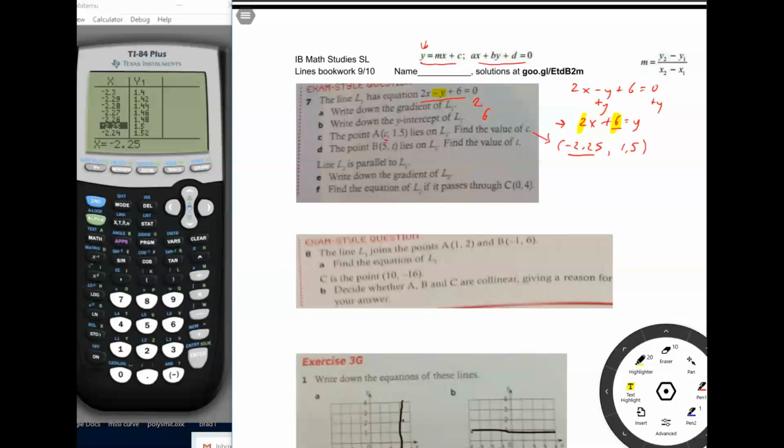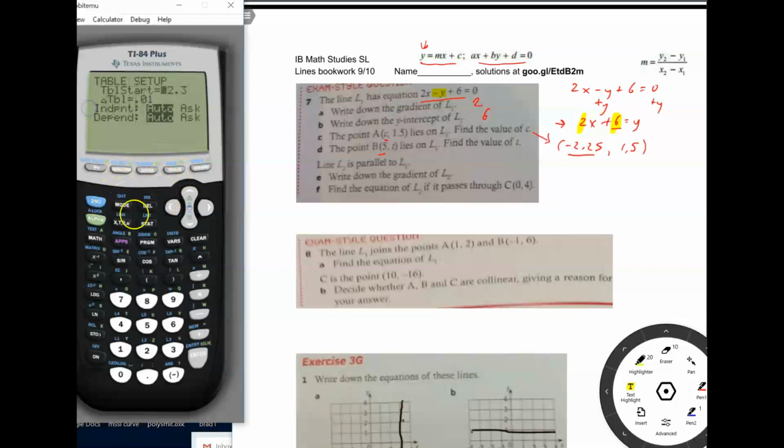D. The point B, 5 comma t, lies on L1. Find the value of t. So this is a little bit easier. If they give us the x value, then it's pretty easy to find the y value. One of the ways is with the table, and let's do that first, okay? First of all, let me return the step size to plus 1. So I'm going to do second table set, and then I'll put 1 here. Okay, and then I'm going to do second graph again to see if we can find the 5 comma something.